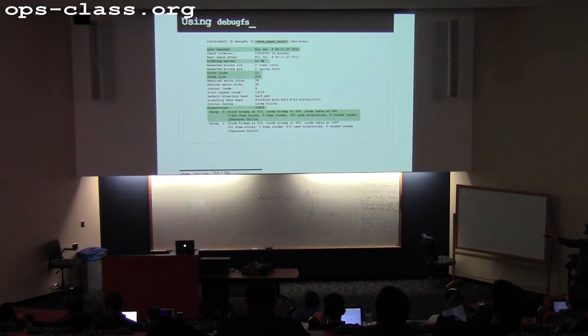Inode size, this is the size in bytes of the inode data structure, 256 bytes. The first inode is 11. I don't know why. That's very interesting.